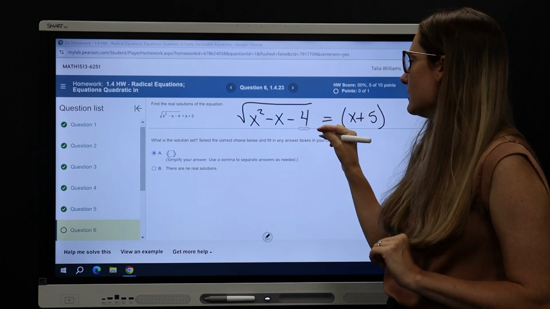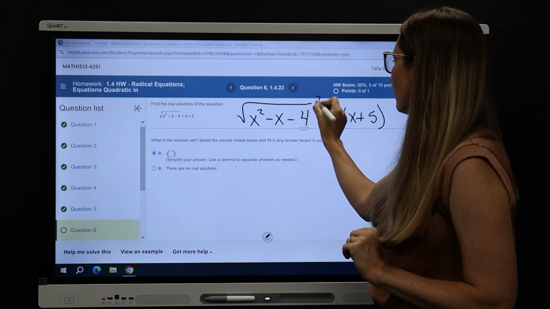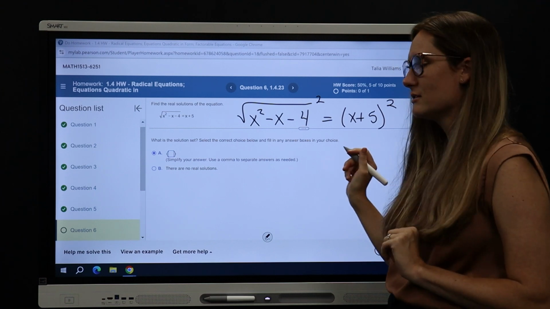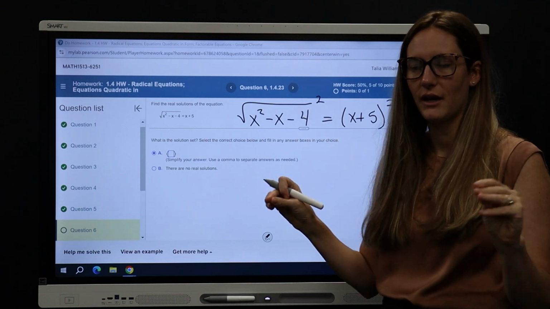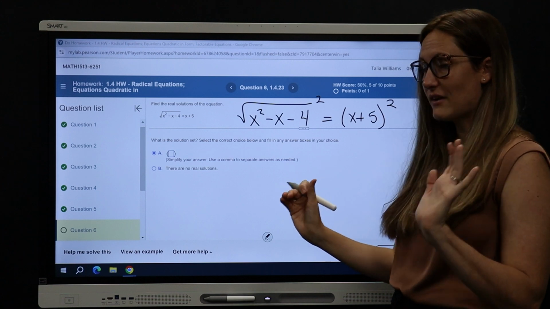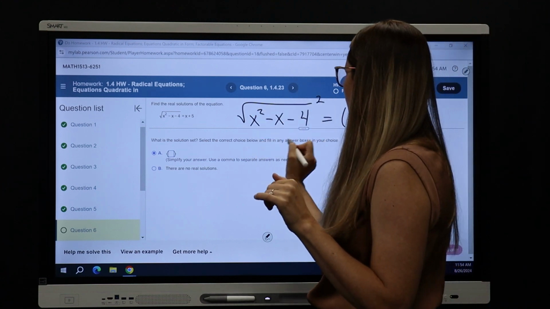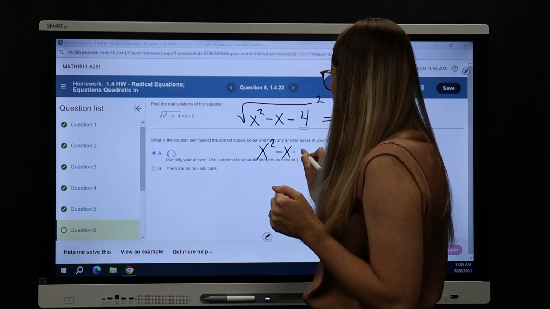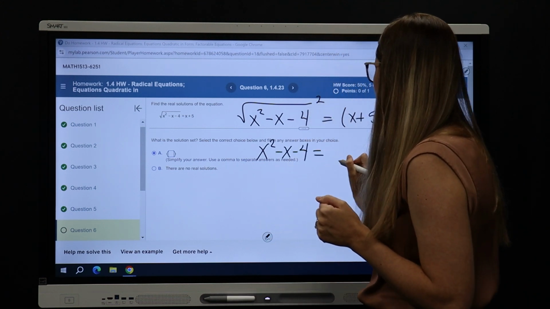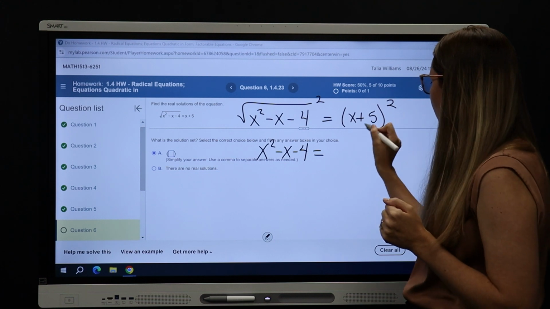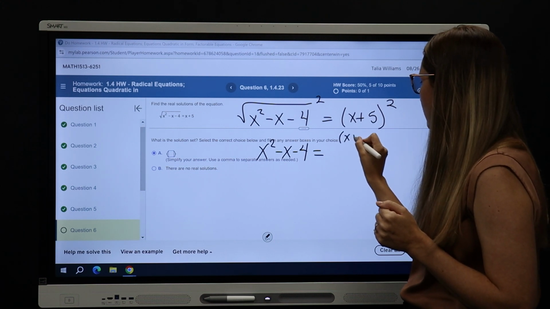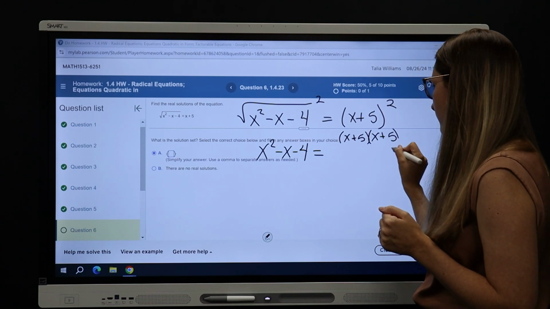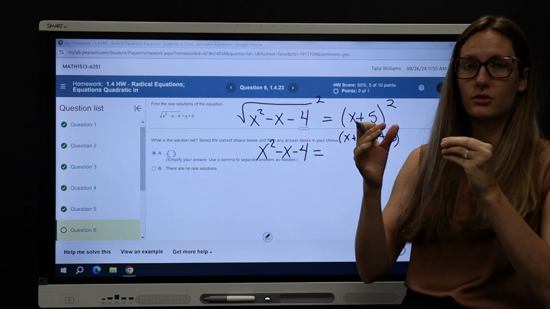But when we square this to get rid of our square root, we have to square all of this as a whole. So you can't just do x squared plus 25. It has to be x plus 5 squared. So this side, we'll just go ahead and rewrite it. X squared subtract x subtract 4 equals, now over here I'm going to have x plus 5 times x plus 5. Because when we square something, it's that twice.